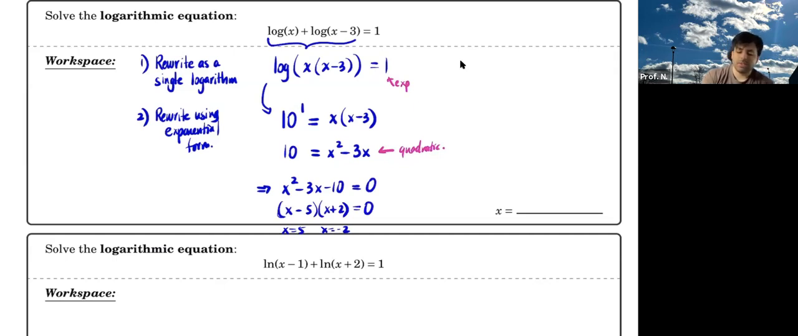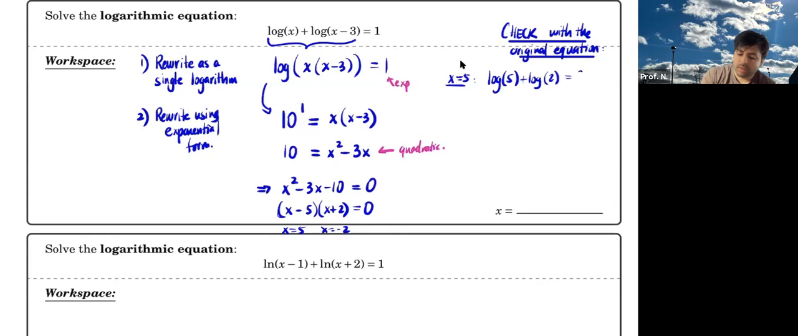I get 2 solutions, but I need to check. And how do I check? With what do I check? I always check with the original equation. So what's the original equation when x equals 5? Does this work? Log of 5 plus log of 5 minus 3, which is 2. Does this equal 1? Well, remember, log of 5 plus log of 2 is log of 5 times 2, which is 10. And log base 10 of 10 is 1. This works. So x equals 5 works.